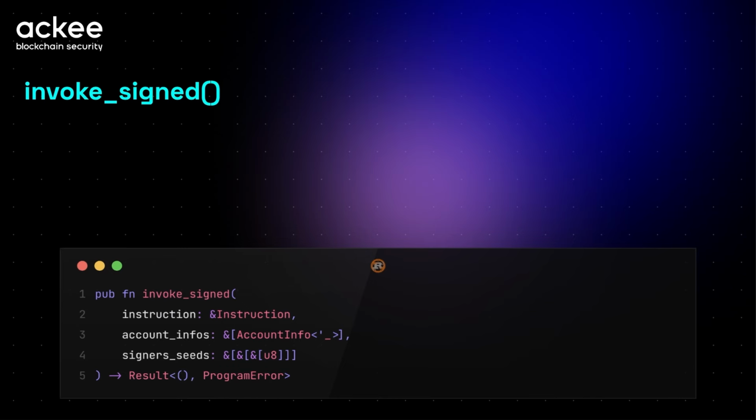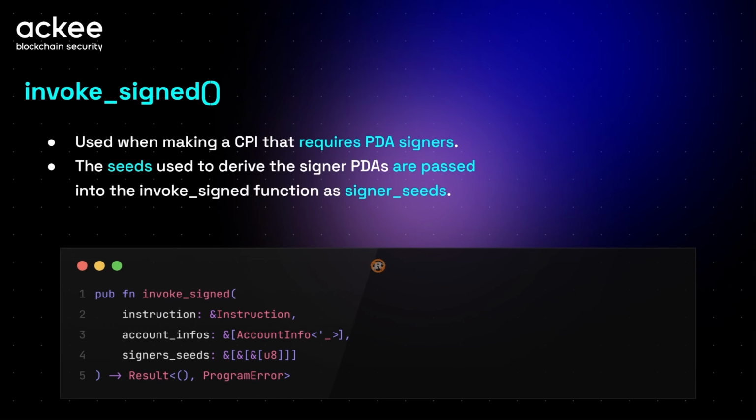And then the second function, which is called invoke signed, is used when making a CPI that requires PDA signers. The seeds used to derive the signer PDAs are passed into the invoke signed function as signer seeds. And this is really important because, as I was saying about PDAs, for the derivation of a PDA you have three parts: the optional seeds, the bump, and the program ID.